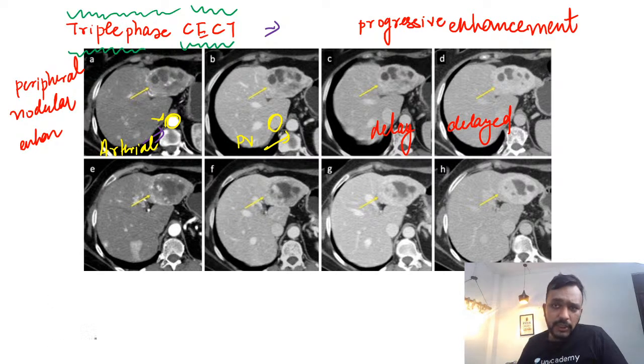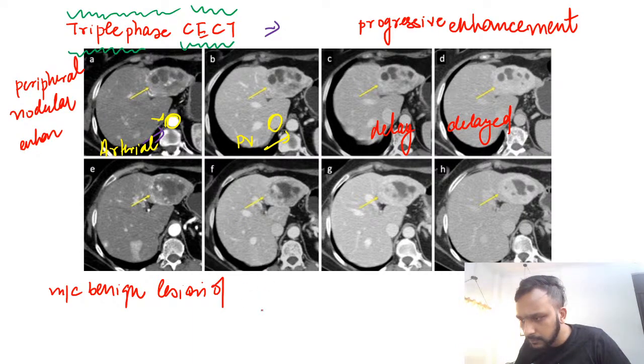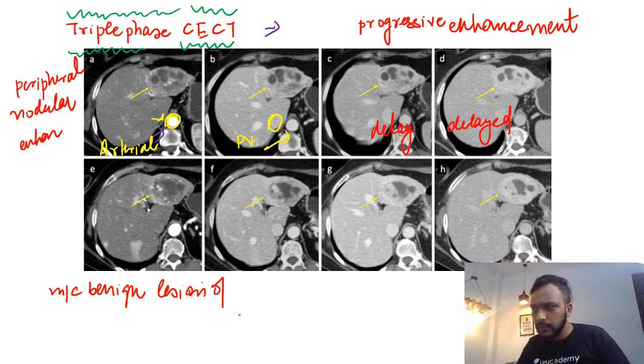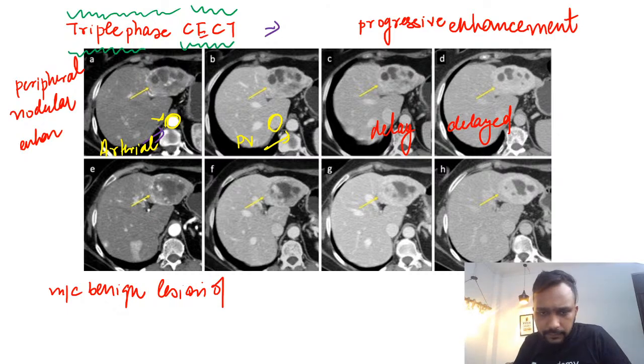Okay. So guys, now can you help me with the diagnosis? This is again the most common benign lesion of the liver. Can you tell me the most common benign lesion of the liver? Anyone?